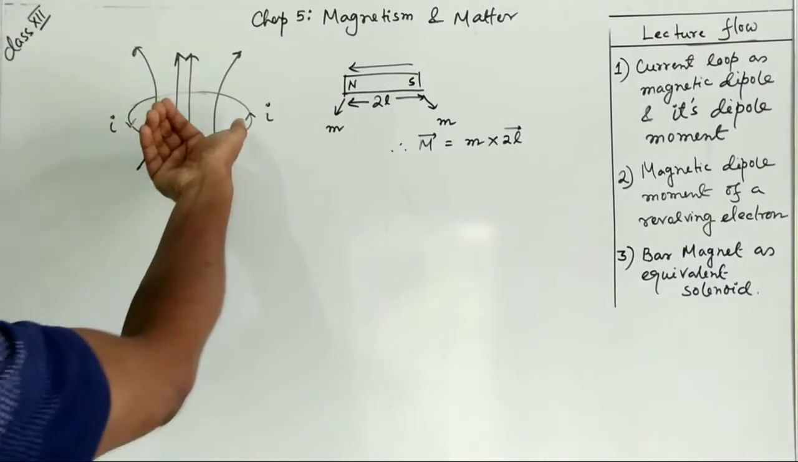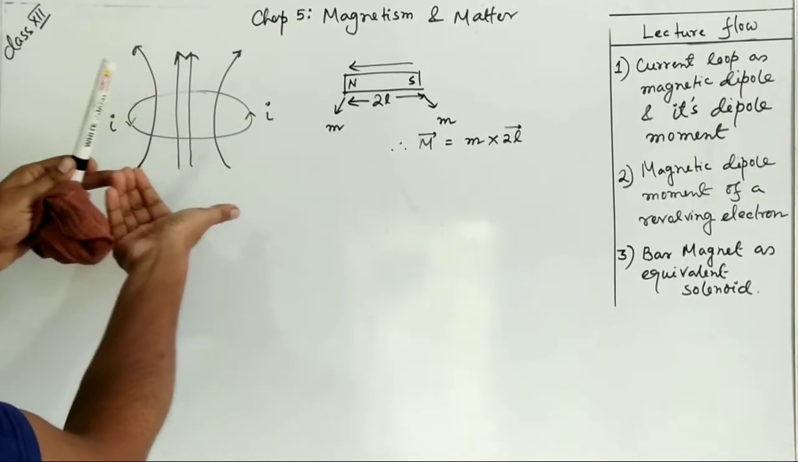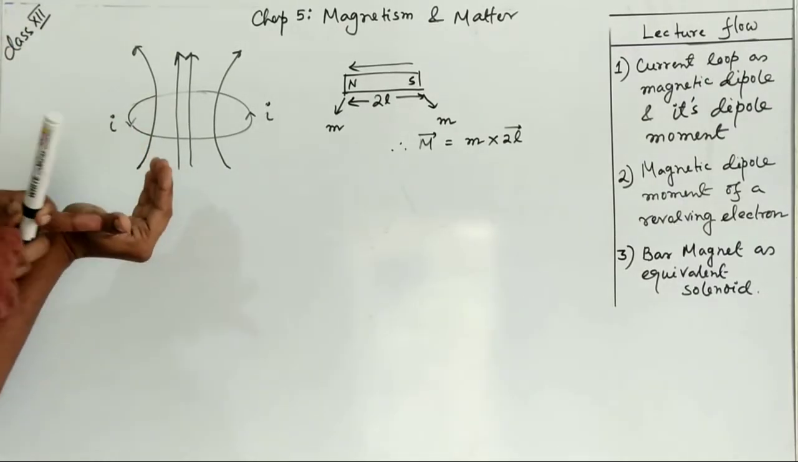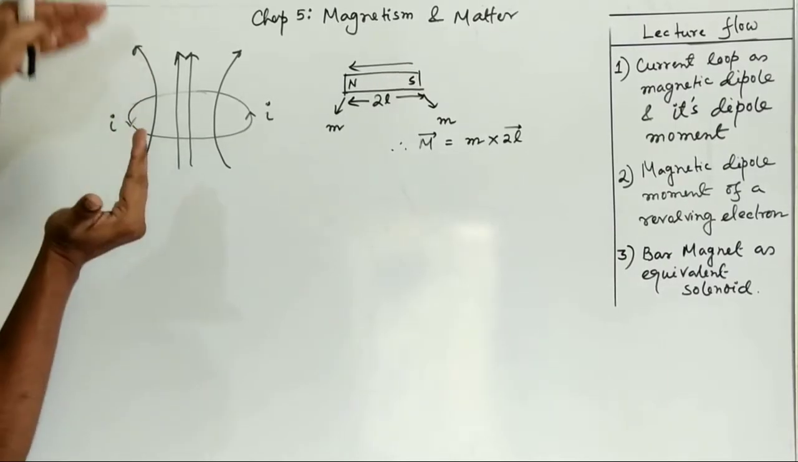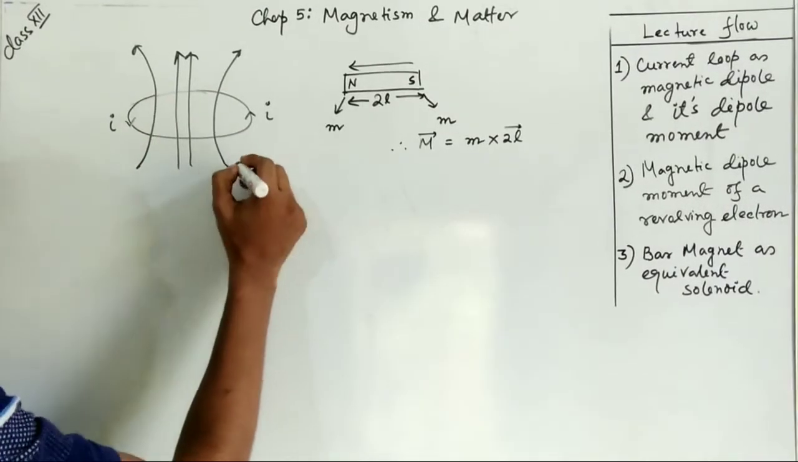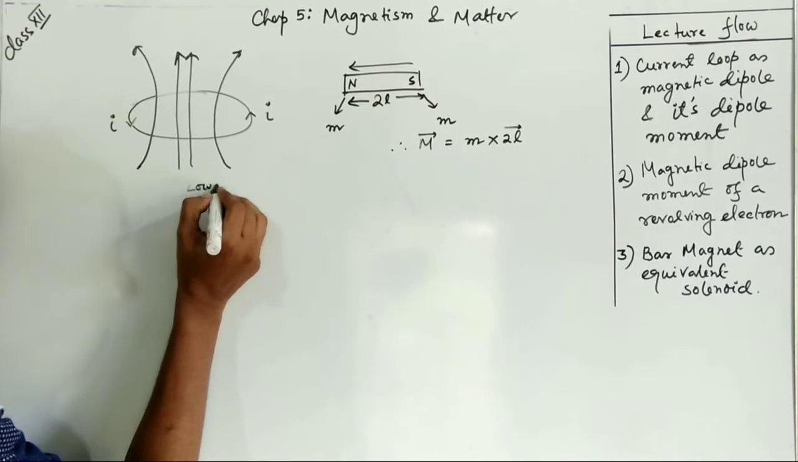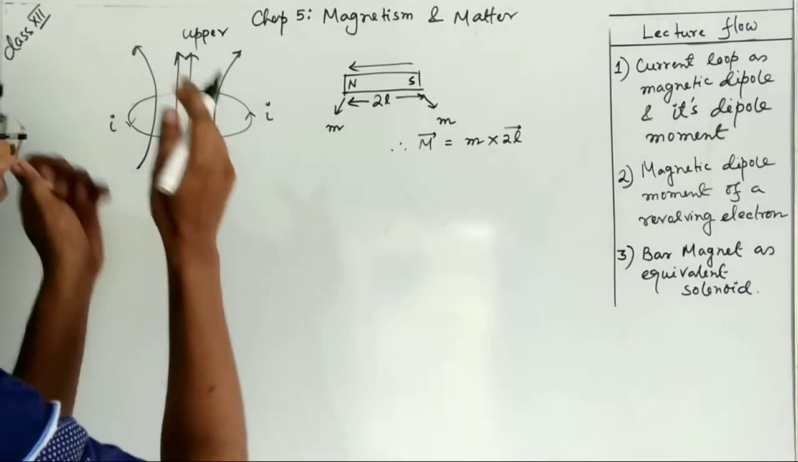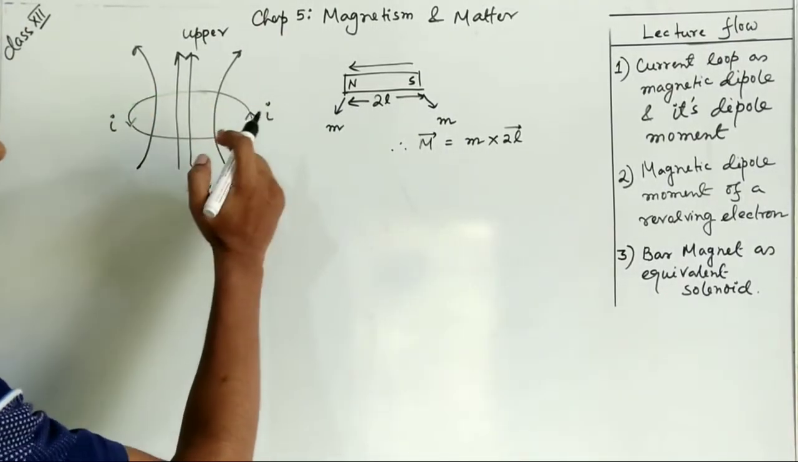If you grab at this point, then the direction of the remaining fingers will indicate the direction of the magnetic field. Here also, if you grab here, then it will indicate the direction of the current in this position, and your remaining fingers will give you the direction of the magnetic field. So the magnetic field inside the loop is going from the lower side to the upper side. Okay, so it is occurring inside the loop, inside the current loop.